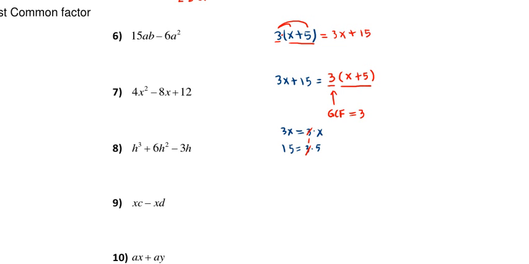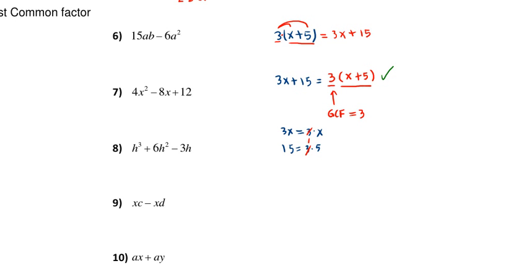And the other thing that you should check is that if you multiply this with a distributive property, you should be able to get this in order for the factorization to be correct. And as we did before, 3 times x, 3x, 3 times 5 is 15. So that means this is the correct factorization using the greatest common factor for 3x plus 15.